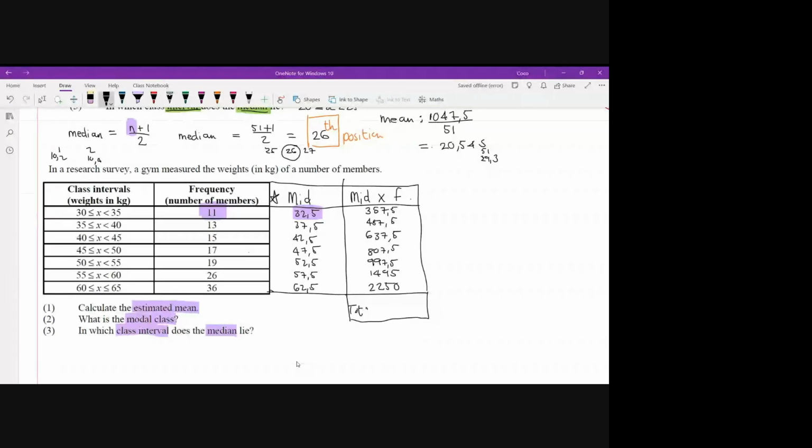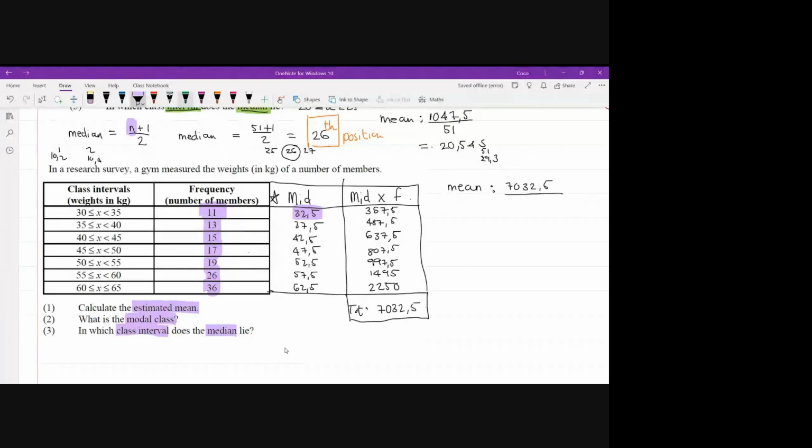Okay, 7032,5. Right, so in order for us to calculate the estimated mean, we're going to take the total of the midpoint times f, which is 7032,5, and we're going to divide by the number of frequencies. So we need to add all of these numbers up. 11 plus 13 plus 15 plus 17 plus 19 plus 26 plus 36. All of those, add them, and then tell us what that answer is.